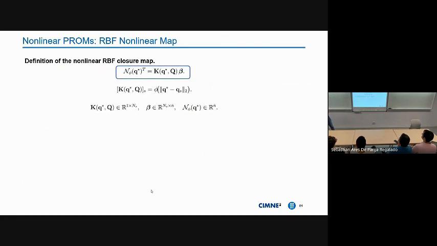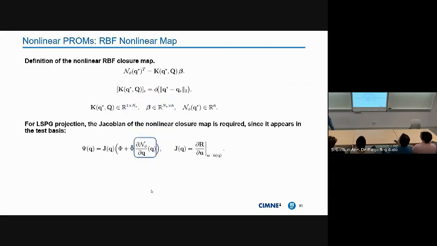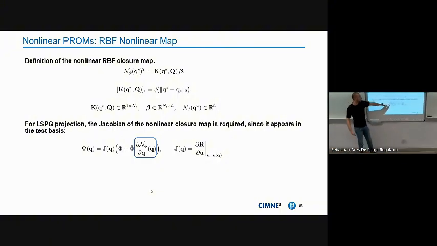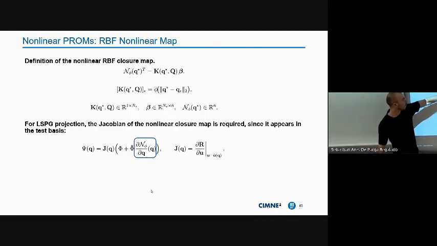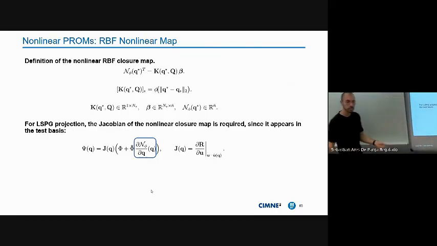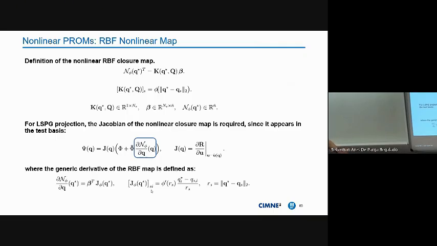And then you will end up with an approximation that looks like this, where, as I was telling you, for the LSPG projection we will make use of the derivative of the nonlinear map. The good thing here is that there is no numerical derivative, there is no automatic differentiation, but rather there is an analytical differentiation.